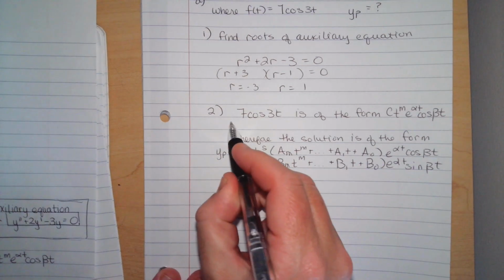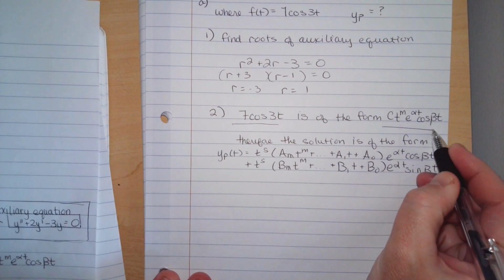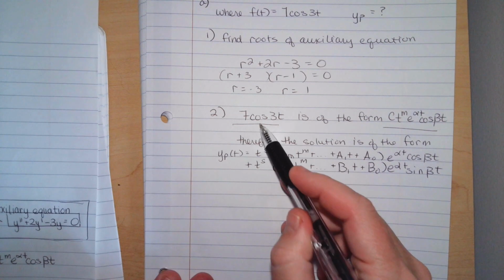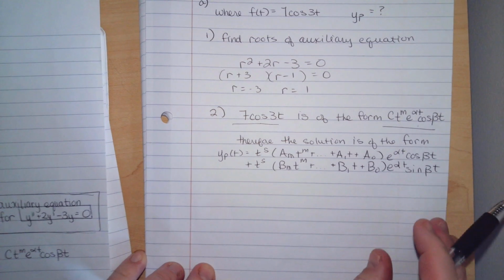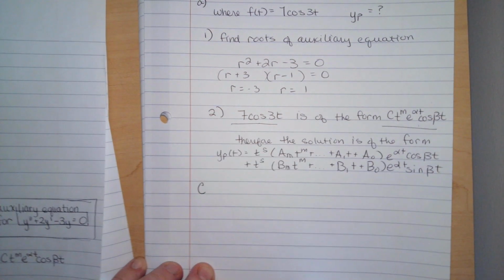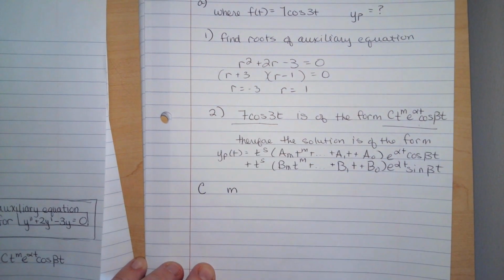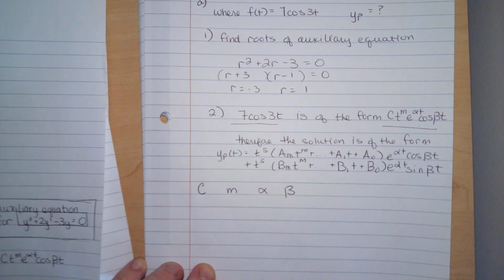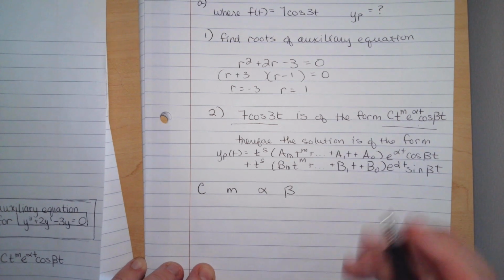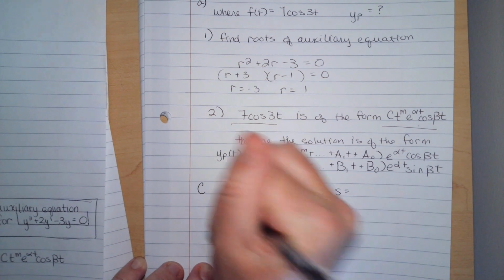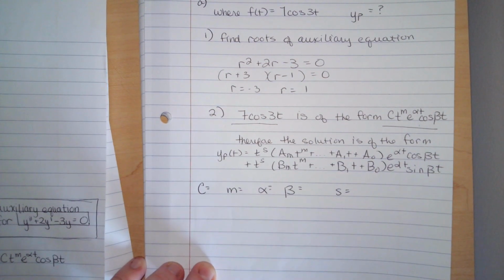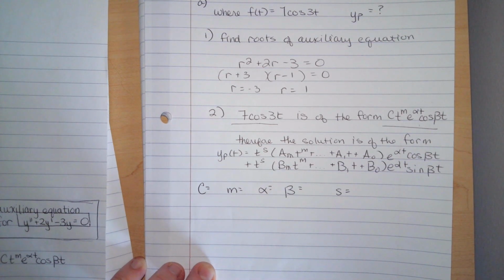So let's match this up with this. All right? This matches with this because of the cosine. That's why we have these two together. But we need to identify the C, an m, an alpha, a beta, and as I look at the solution, I'm going to need to know what an s is also. So you should pause the video right now and make sure that you can identify all these variables, okay? And then start it back up. Let's see how it goes.